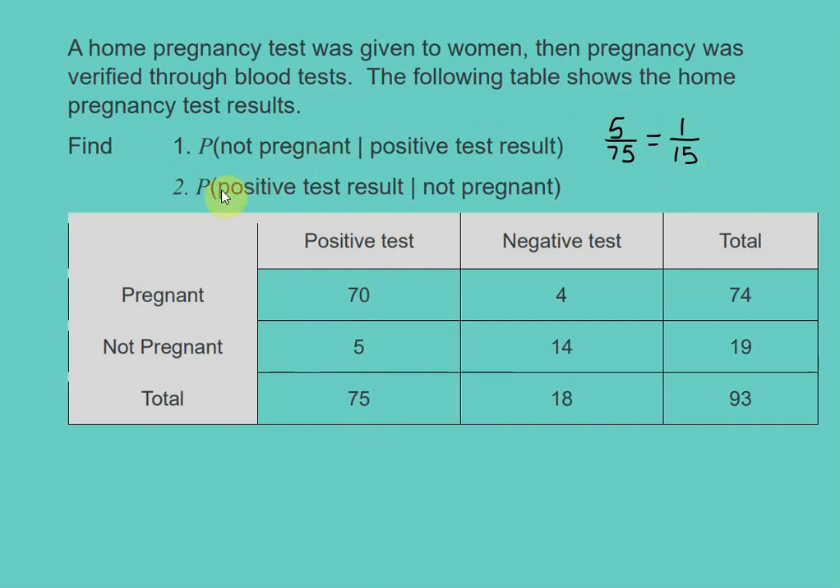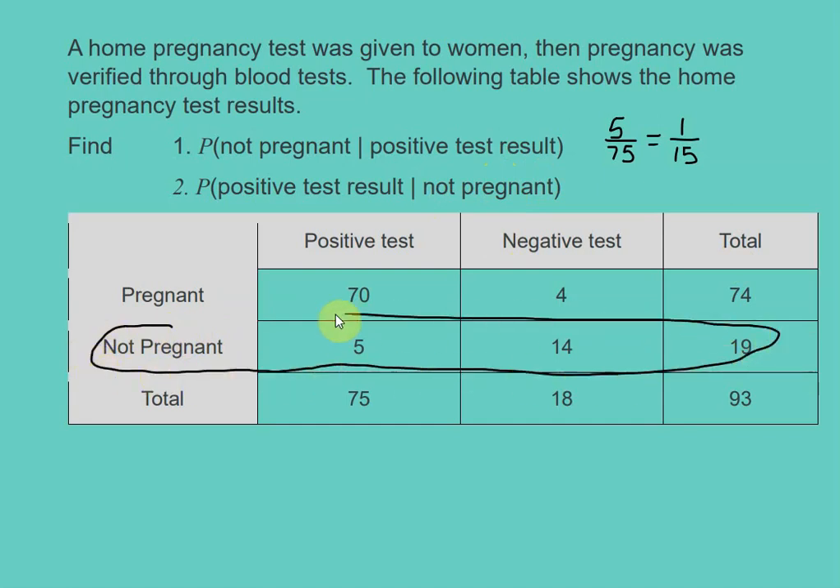Number 2 says the probability of having a positive test result given they were not pregnant. So, like I said before, we look at the given first, then not pregnant. And when I look at my chart, not pregnant is this row. So we're going to concentrate on just this row. And we want the ones that had a positive test result. So that would be 5 out of the total of 19. And that won't reduce.